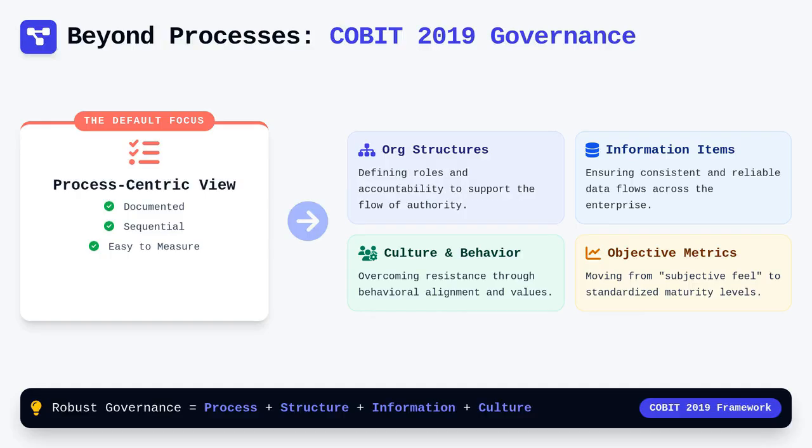To build a robust governance system, you must recognize that a process might be well defined on paper, but it will inevitably fail if the culture is resistant or if the underlying information flows are inconsistent. The assessment of these non-process components follows a logic similar to the capability levels used for processes, utilizing standardized criteria to determine their maturity rather than relying on intuition or anecdotal evidence. By applying performance metrics to these areas, you move from a subjective assessment of how things feel to an objective measurement of how the governance system functions in practice.